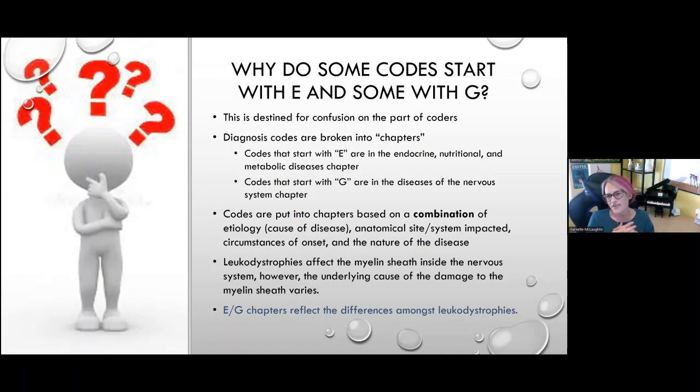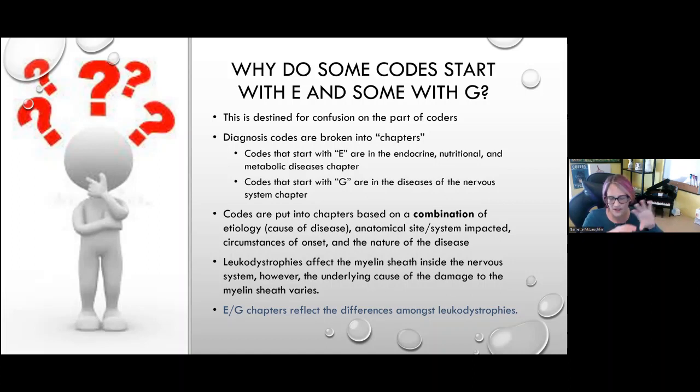All right, fabulous. As I talked to other professional coders and worked with educating folks on the new code set for this year, I get a lot of questions. Why do some of these codes start with E and some of them start with G? This is actually really confusing for coders. Diagnosis codes are broken down into chapters, and those letters signify what chapter they're in. Those E codes are in the endocrine chapter, and those G codes are in the nervous system chapter.